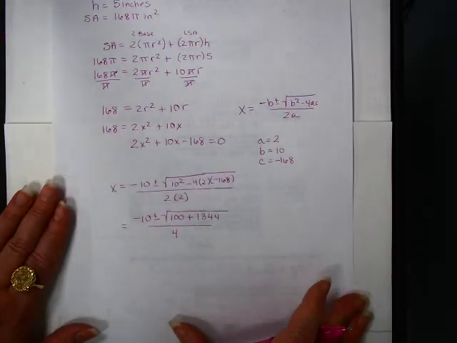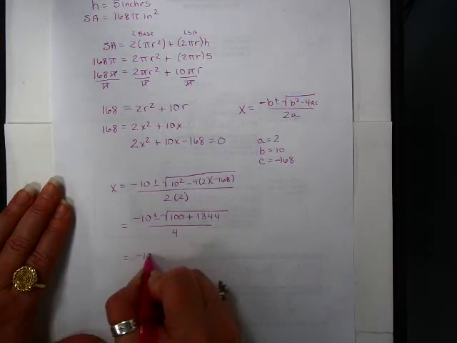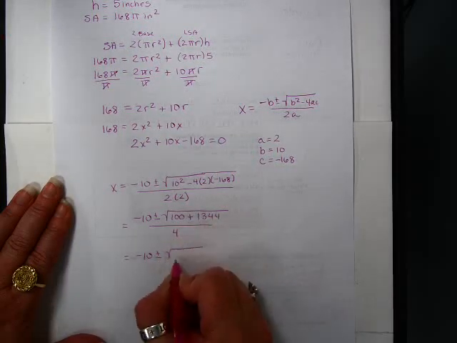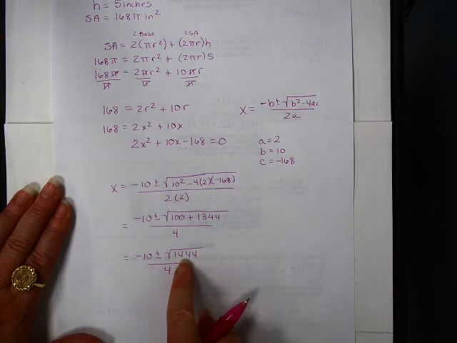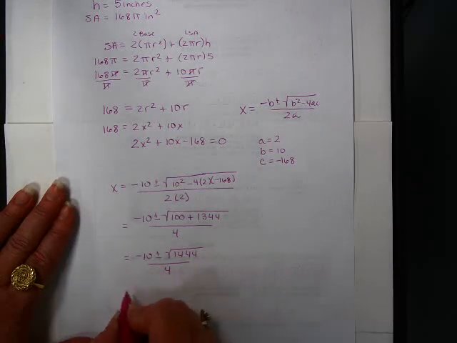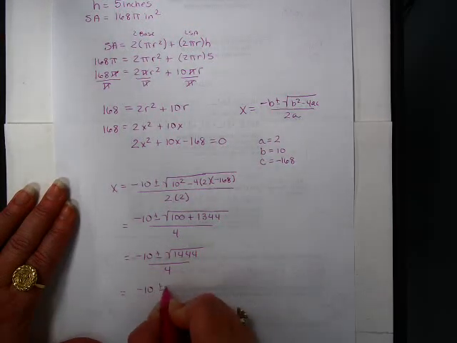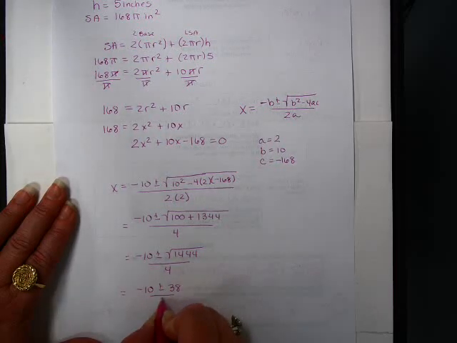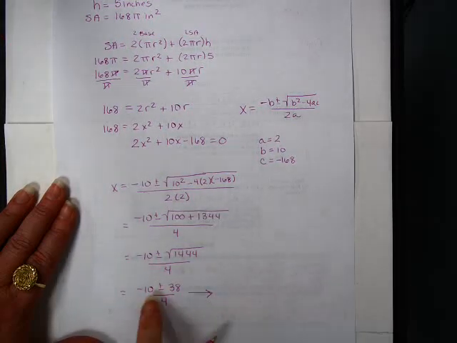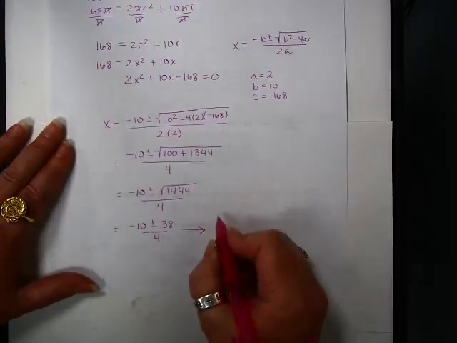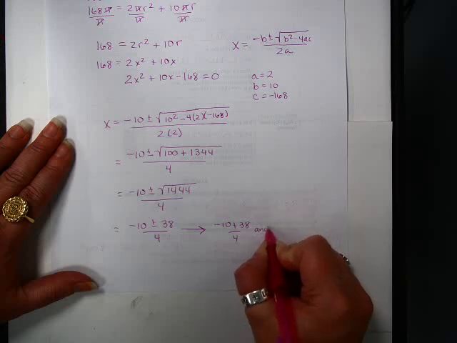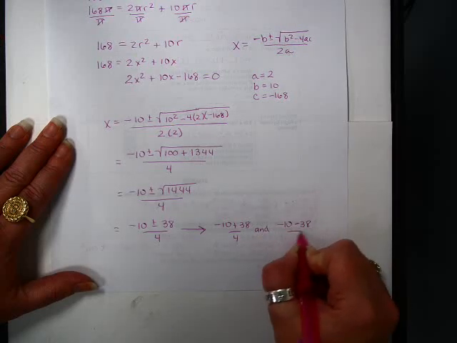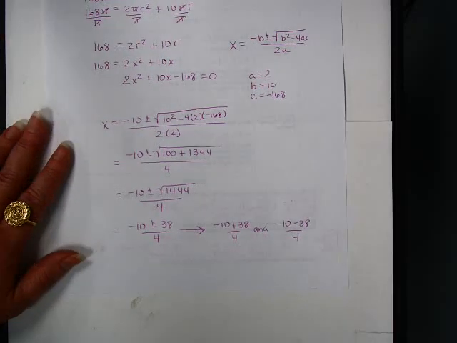Alright, so we got still some more cleaning up to do. That's going to be negative 10 plus or minus the square root of, add those together, that's 1,444 over 4. Now if you take that and plug it into your calculator, it reduces. So that's negative 10 plus or minus 38 over 4. Okay, at this point what you should do is split it apart. So you should write negative 10 plus 38 divided by 4 and negative 10 minus 38 divided by 4. Both of those answers will work.